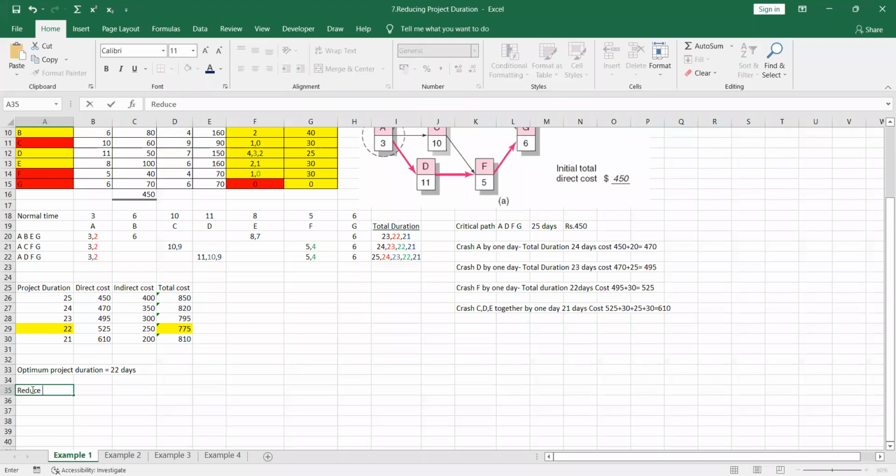Reduce the project duration, or crash the project duration as much as possible. So what is the number of days that you can crash the project duration as much as possible? Sachini, it is not 23 days.